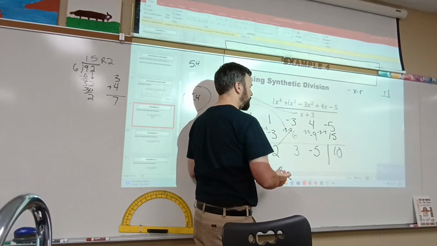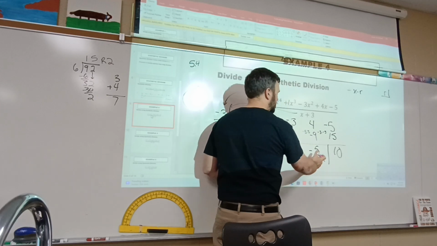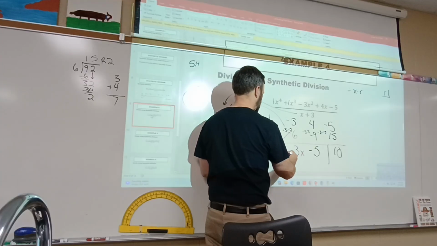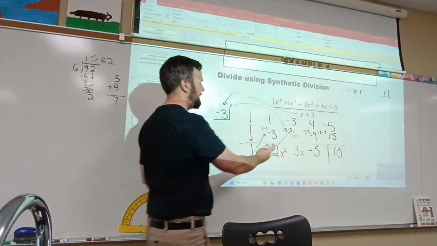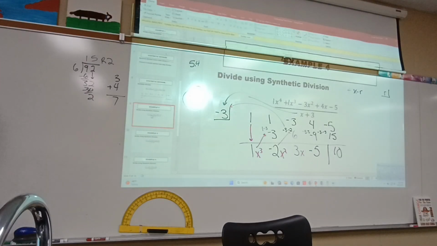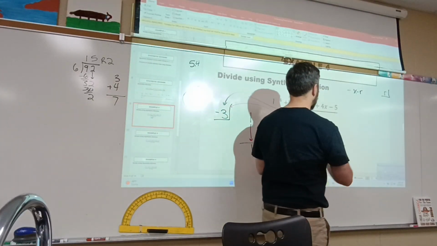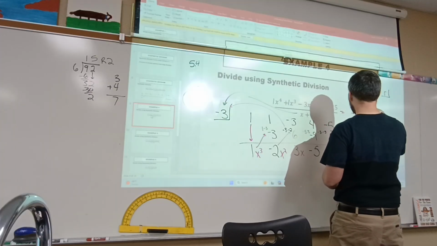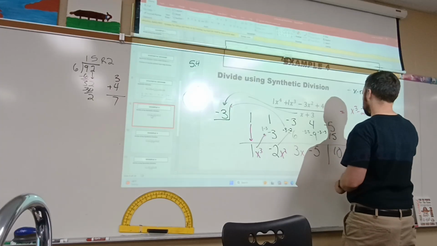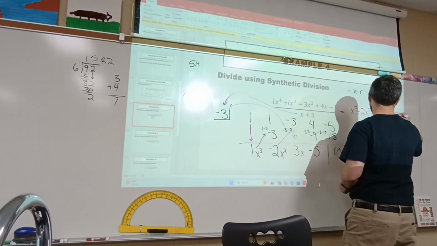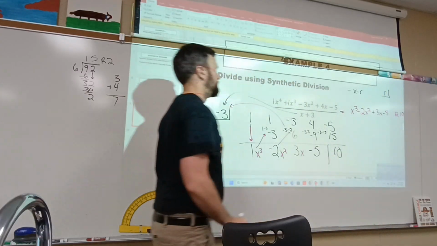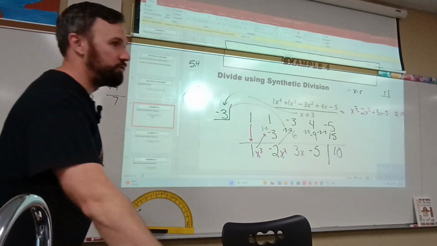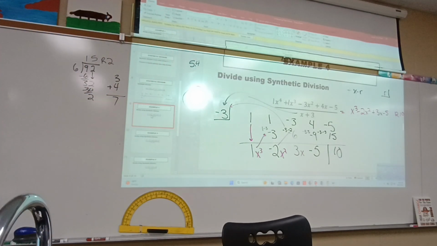Alright. So then, in reverse order, the -5 is going to be my constant, and then I add an x squared, x to the third, as far as I need to go. So the answer to this problem is x to the third minus 2x squared plus 3x minus 5, remainder 10. Okay? Again, if you've done this before, you know the more you do of these, you can rip through these really fast, right?